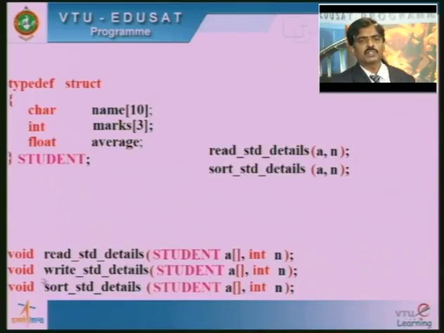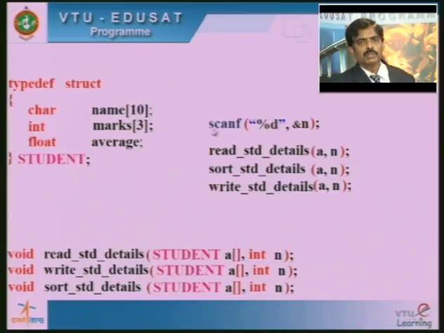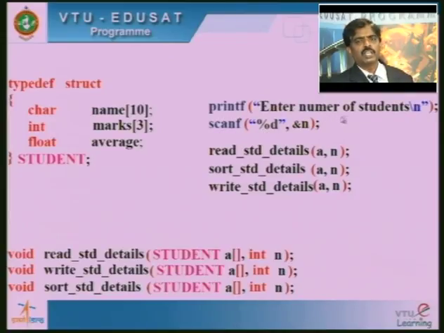Let us try to print the student details. So what is the statement I should write here? Write student details. So here I write student details. Arguments are a and n. Normally, before reading the student details and copy that into a, for that what is required? N is required. So here I write ampersand n. So scanf percentage d ampersand n. Remember, normally before scanf what to write? Printf. I write printf, enter the number of students.